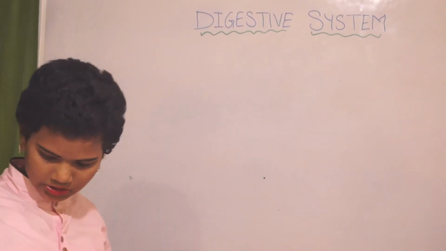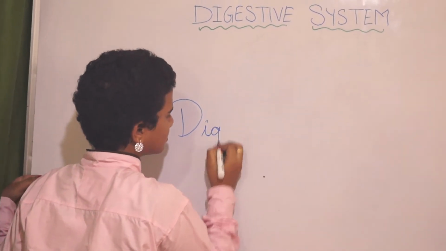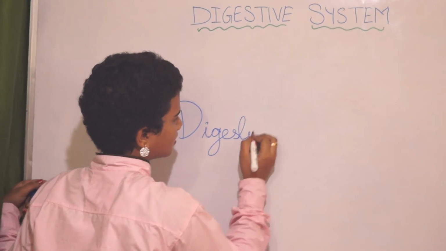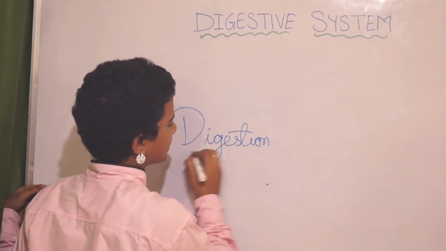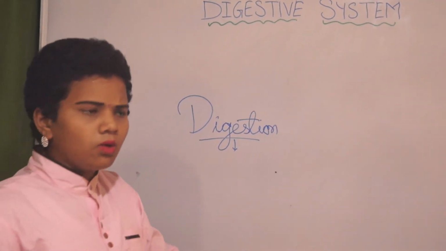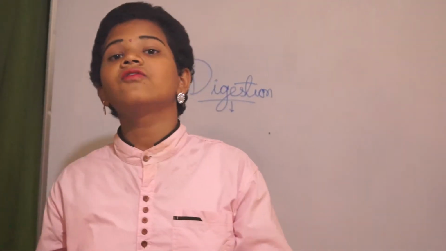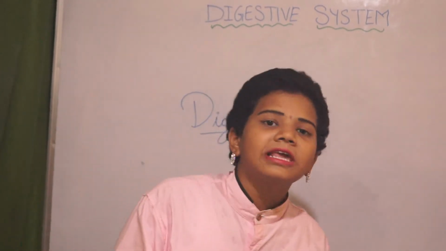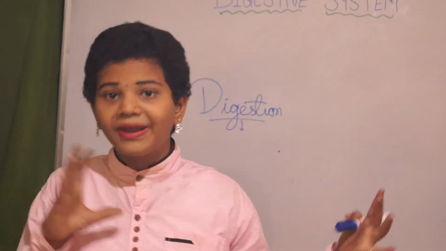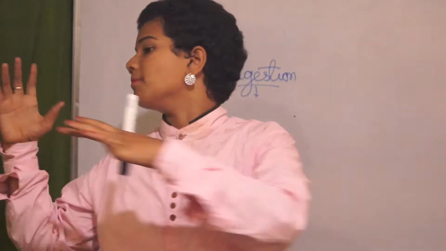Today I'm here to explain to you about the human digestive system. First of all, let us know what digestion is. Digestion is a fancy term. The definition of digestion is breaking down of complex food macromolecules into micromolecules.